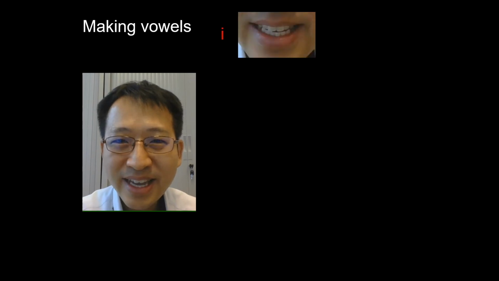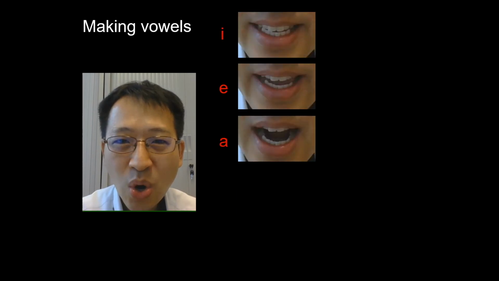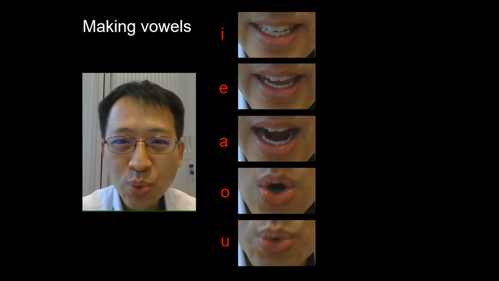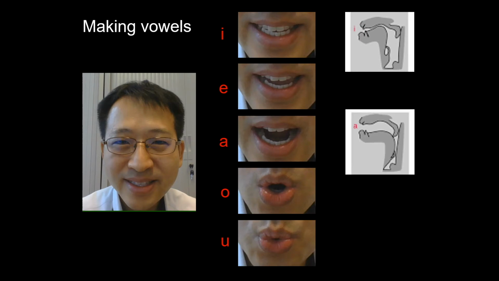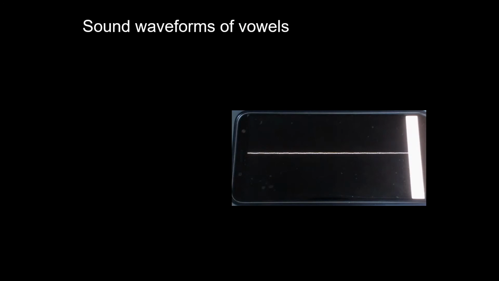Let us see how we can change the shape of our mouth to make different vowels. If we have a tight space in our mouth, we form the vowel E. By opening up the mouth, we can make R and then U sound. We can now see how the sound waves look like with different vowels.